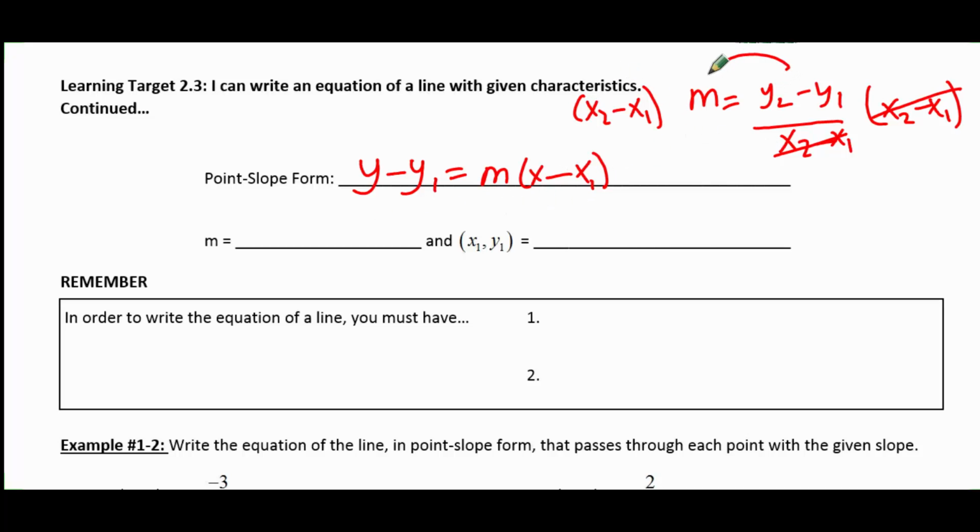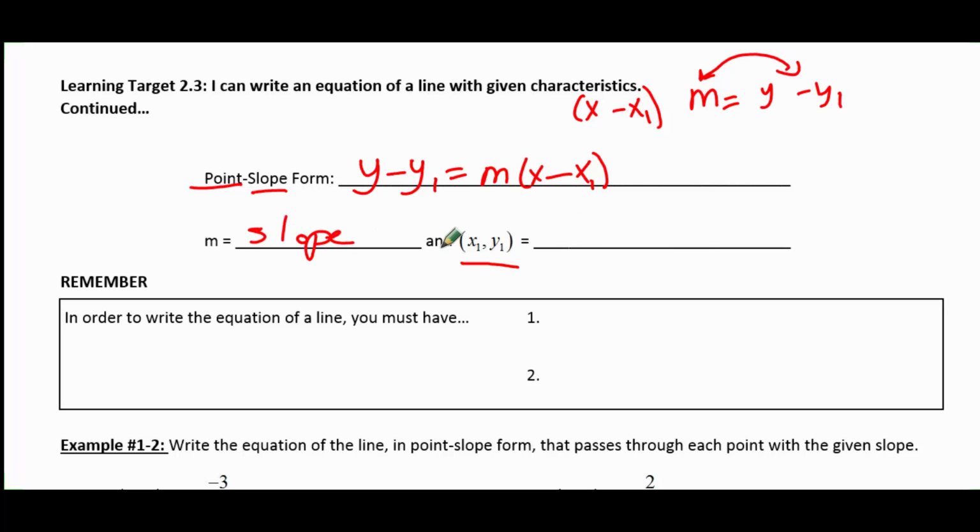Now, I know it's flipped around, but take a look at these two equations now that we've gotten rid of the x2's and x1's on the bottom. Our equation here doesn't have 2's, but it is basically a rearrangement of the slope equation. They are the exact same thing. So this is point slope form, and it's called point slope form because you have a point in the form x1, y1, and a slope in the form m. And m itself is slope, and x1, y1 is any point.